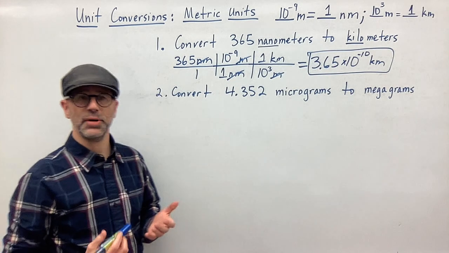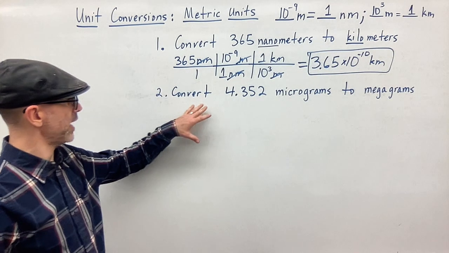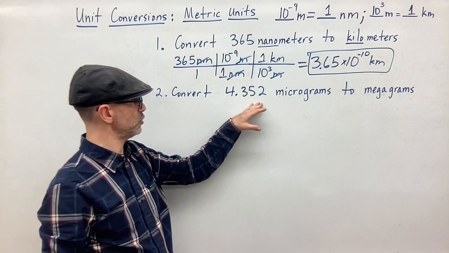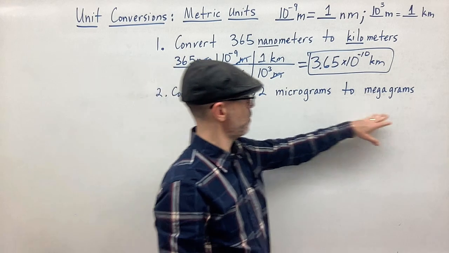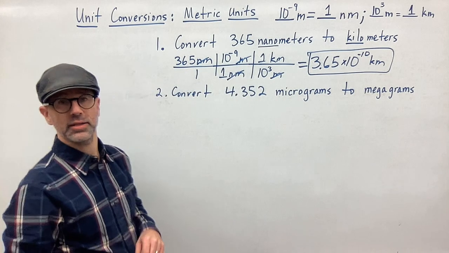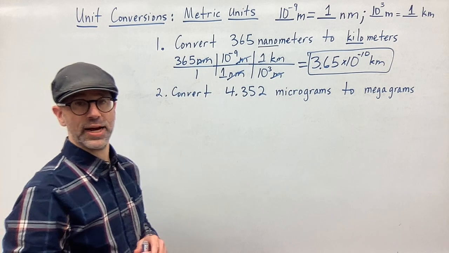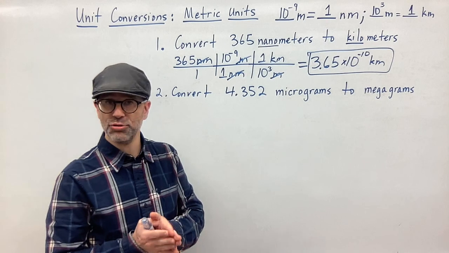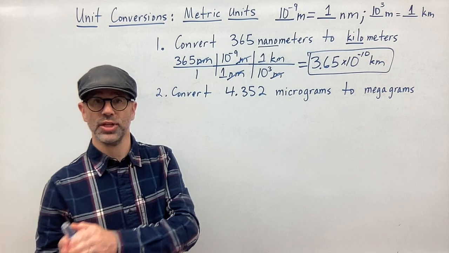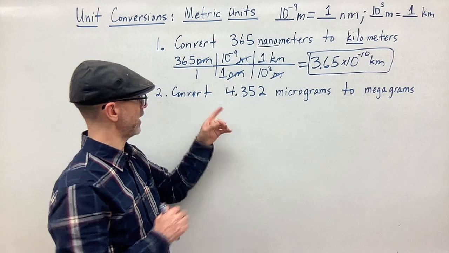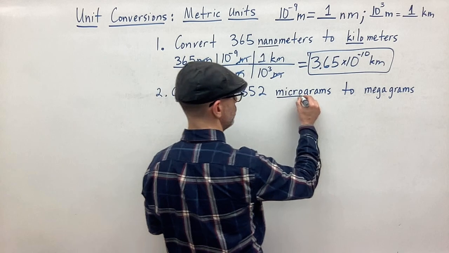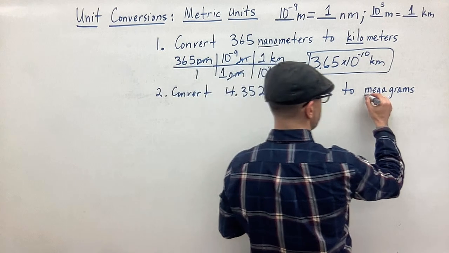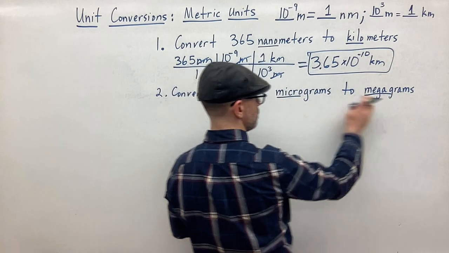All right, let's do the second problem. In the second problem, I'm asked to convert 4.352 micrograms to megagrams. So same thing. I have to come up with my conversion factors. I'm going to convert to the base unit first and then to the other prefix units. Since I have a prefix here, I've got micrograms and I've got megagrams. I want to go from micrograms to megagrams.